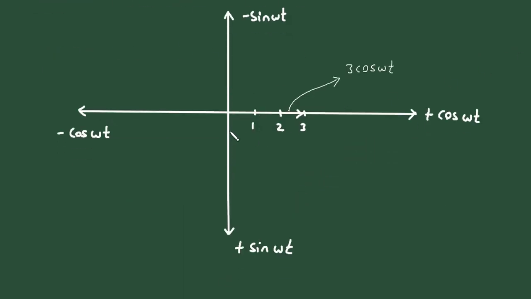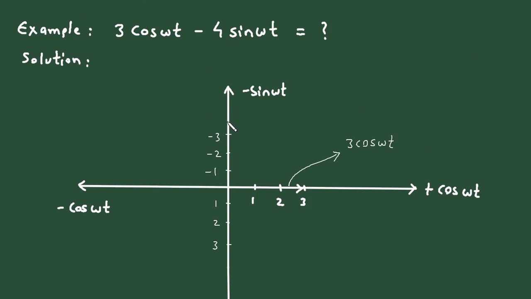So in this direction it is positive 1, 2 and 3. This is in positive direction and in negative direction it will be minus 1, minus 2 and minus 3. This is minus 4 and we want minus 4 sine omega t. So up to this, here we can write, this is minus 4 sine omega t.